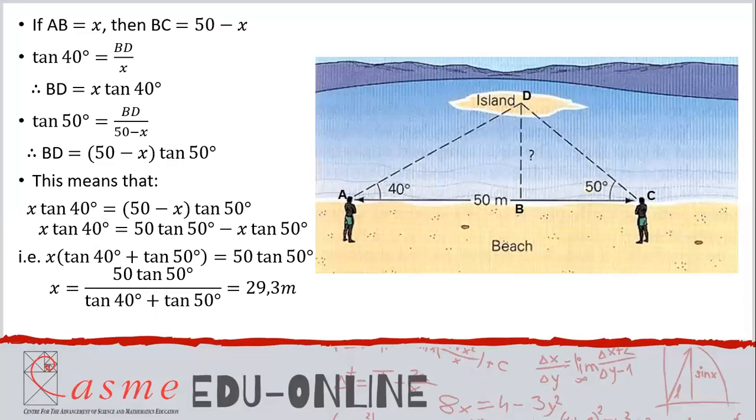But here, we're not looking for X, because X is the length of AB. What we want to find here is how far the island is from the coastline. Then what you have to do now is take this 29.3 meters, substitute it in place of X, and multiply that by tan 40. BD is equal to 29.3 multiplied by the tangent of 40 degrees, and the distance you get, how far the island is, is 24.6 meters.